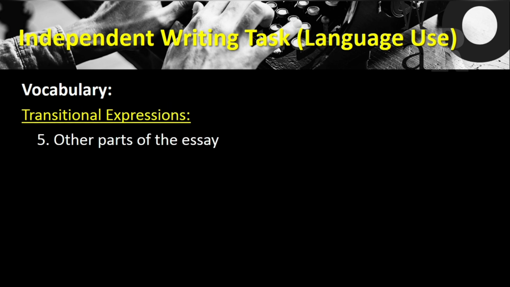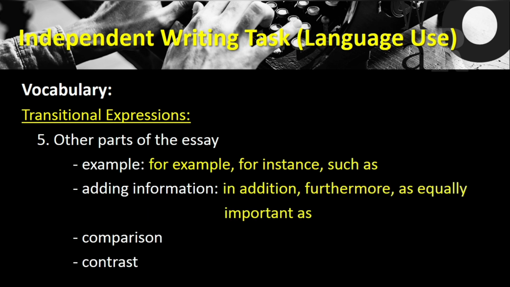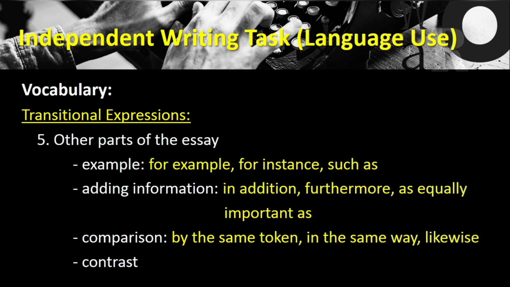Other parts of the essay where you might need to use transitions are when giving an example, when adding information, or when making a comparison or a contrast. The phrases, for example, for instance, and such as, are good choices when giving an example. Conversely, when adding information, you may use expressions like, in addition, furthermore, and as equally important as. As for comparison, you have choices like, by the same token, in the same way, and likewise. Lastly, to show contrast, you may again use transitions such as, nonetheless, whereas, and yet.